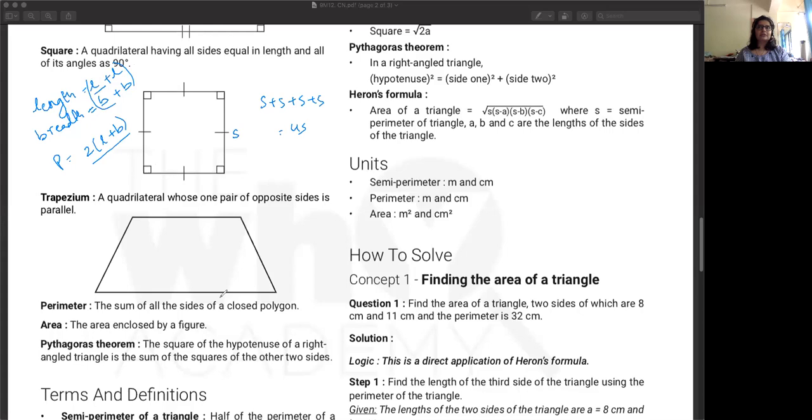Okay, so that's the perimeter of a rectangle. What will be the perimeter of a triangle? Sum of all sides, correct. And if it's an equilateral triangle, then 3S.